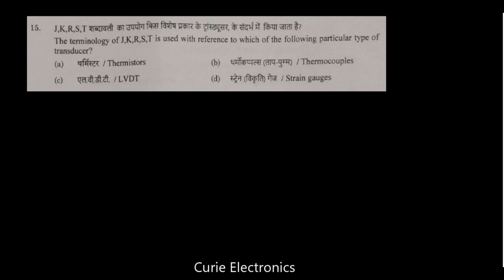The terminology of J, K, R, S, T is used with reference to which of the following types of transducer? It is the thermocouple. J-type, K-type thermocouples are there. So it's a thermocouple.